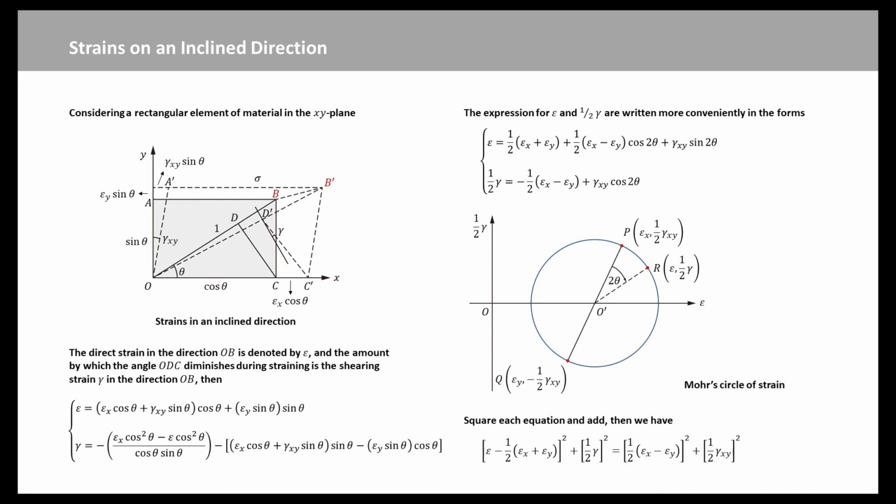The points epsilon x, half of gamma xy and epsilon y, negative half of gamma xy are located. The line joining these points is the diameter of the circle of strain. The values of epsilon and half of gamma in an inclined direction making an angle theta with OX are given by the points on the circle at the ends of a diameter making an angle 2 times theta with PQ. The angle 2 times theta is measured clockwise.